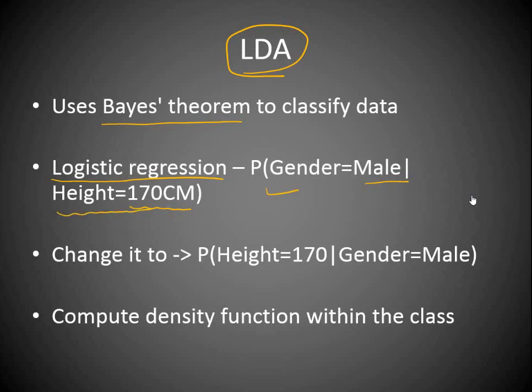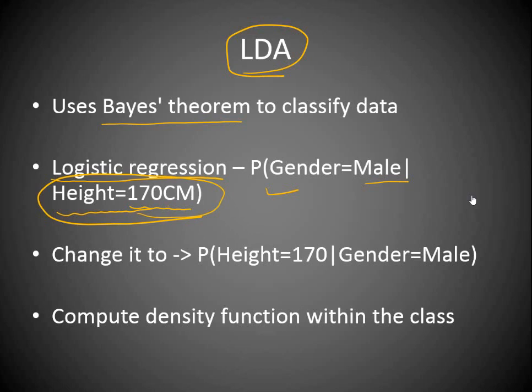Or in statistical terms, we try to find out the conditional probability of gender being male for somebody given that height is 170 centimeter. Okay, so that's the conditional probability.